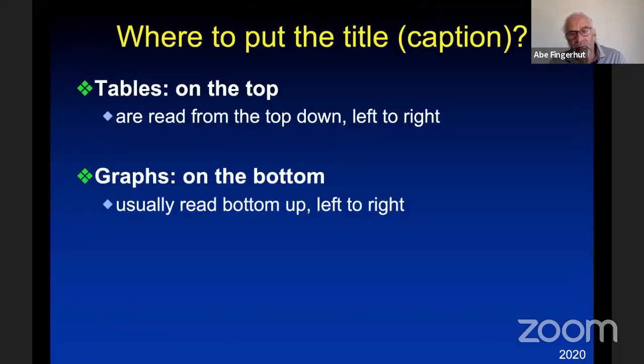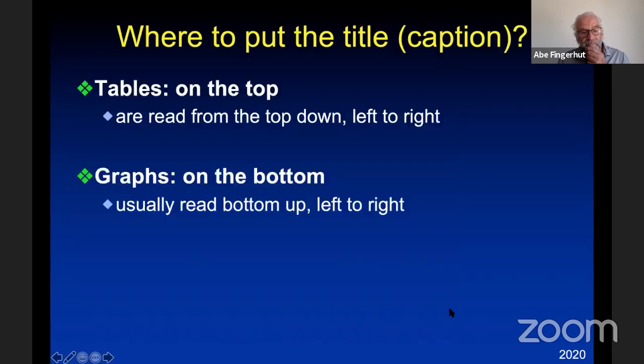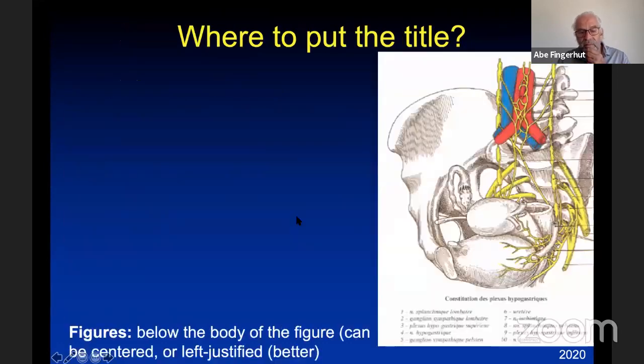The caption or the title of a table is on the top. And tables are read from top down, left to right. The title is on the top. We read from left to right, from top to bottom. Graphs, the title is on the bottom, and we usually read from bottom up. Once again, from left to right.